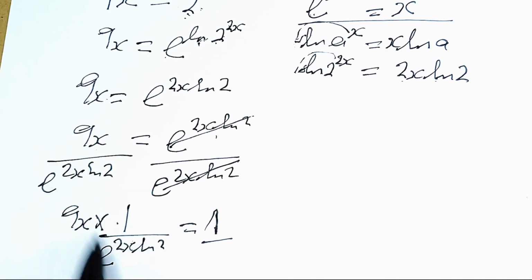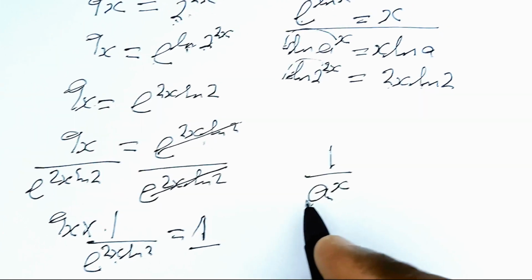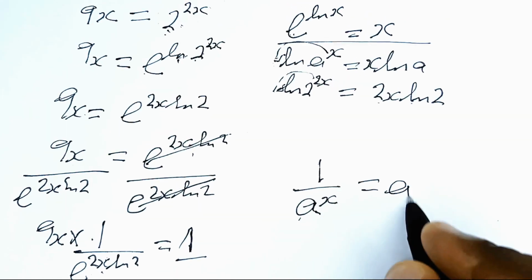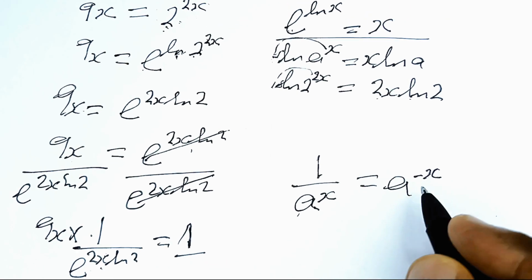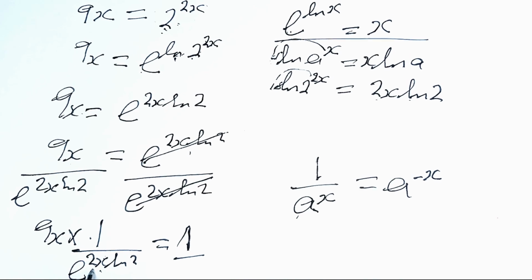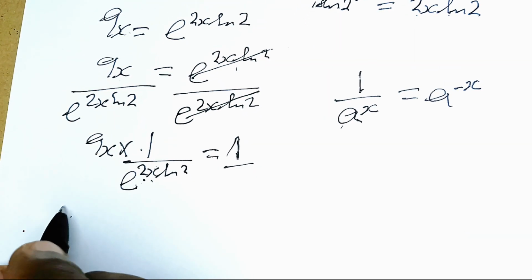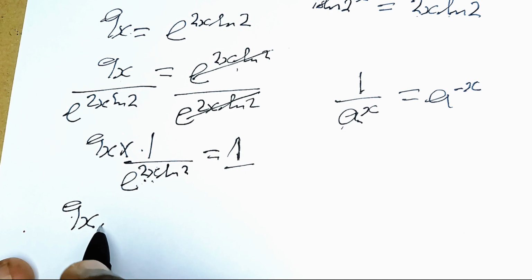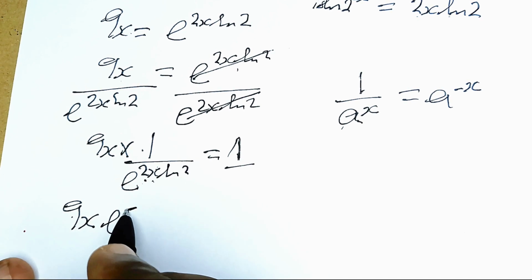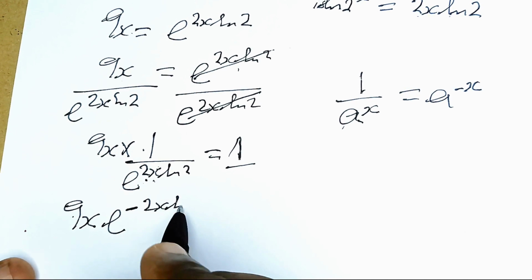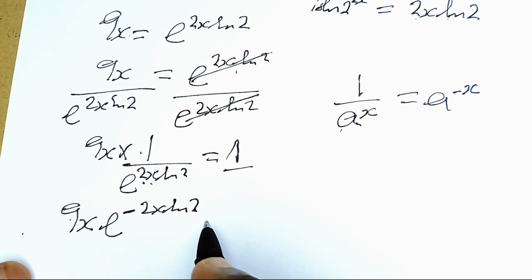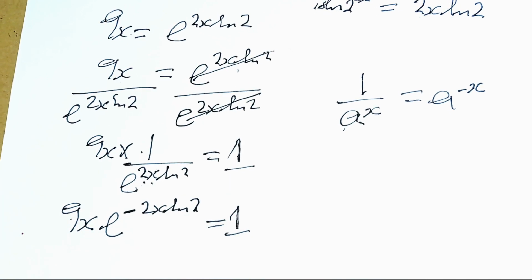Now, this is the same thing as 1 over a raised to the power of x, which means a raised to the power of minus x. So we apply that here. What do we have? We have 9x exponential of raised to the power minus 2x ln 2 is equal to 1.